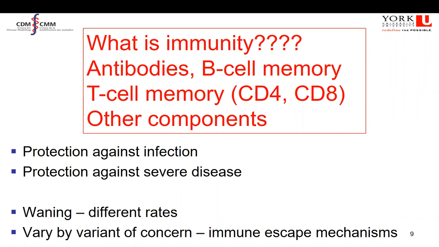Okay, so these things protect you against infection and protect against severe disease, but your immunity can wane. We do know for antibodies induced from infection and from vaccination, the antibody levels can decay over time, and they can vary by variant of concern. So we need to also look at immune escape mechanisms. We certainly have experienced that with Omicron and how it's been able to escape the immunity that you have, and you can become infected.